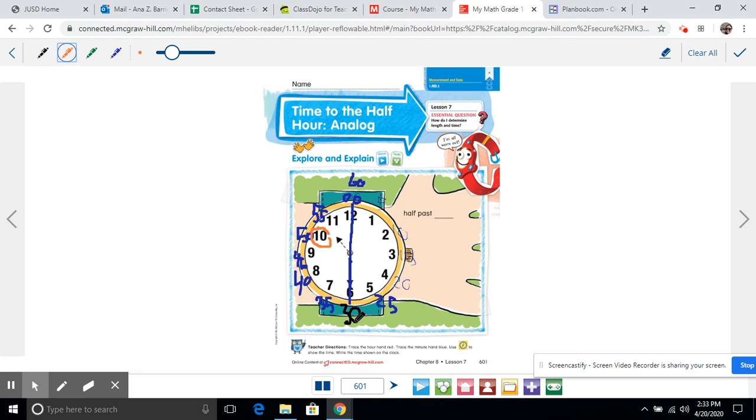10:30 is the time because the hour hand is saying 10 and the minute hand is saying 30. So now it's saying half past. It's half past 10, because half of the 10 o'clock hour has passed. Now we're going to go ahead and turn the page.